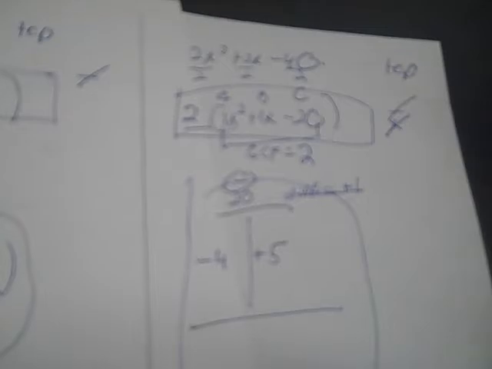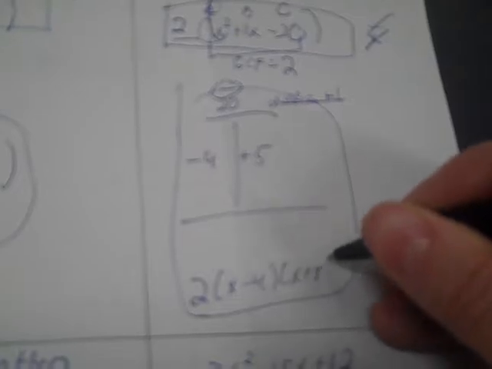So 1 times negative 20 is negative 20. So it's a difference of 1. That'd be 4 times 5. So plus 5. And then the negative means they have to be the opposite. Now my A is 1. Okay, so that's good. I can just write that as x minus 4 and x plus 5. Okay, now rewrite that over here. 2, x minus 4, x plus 5.